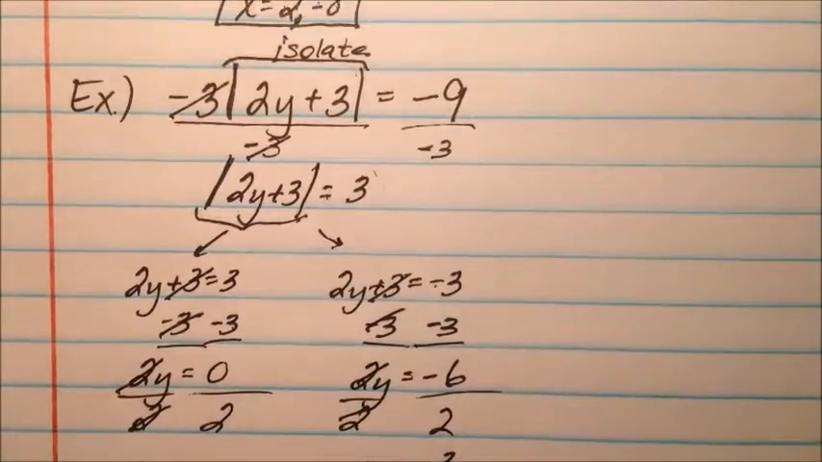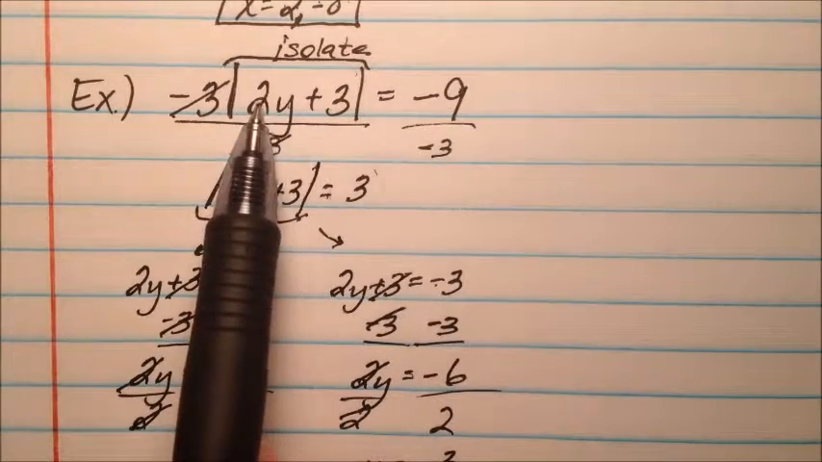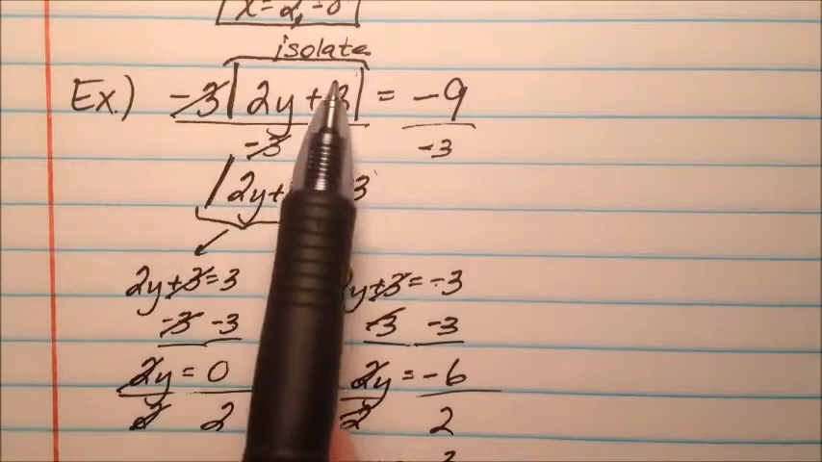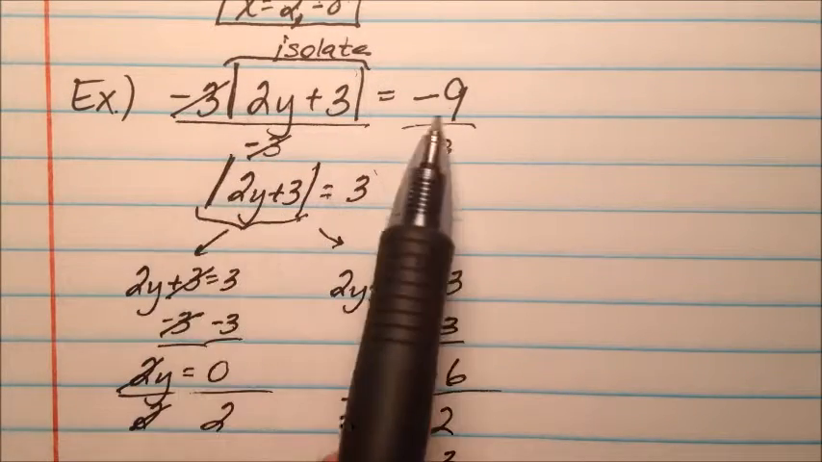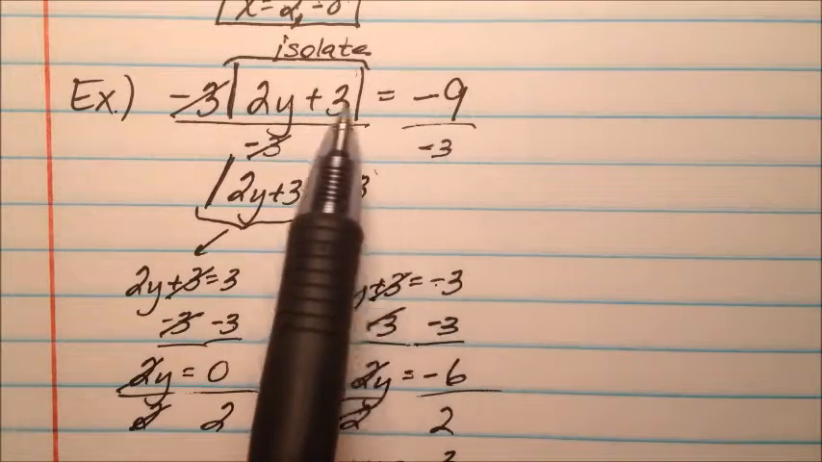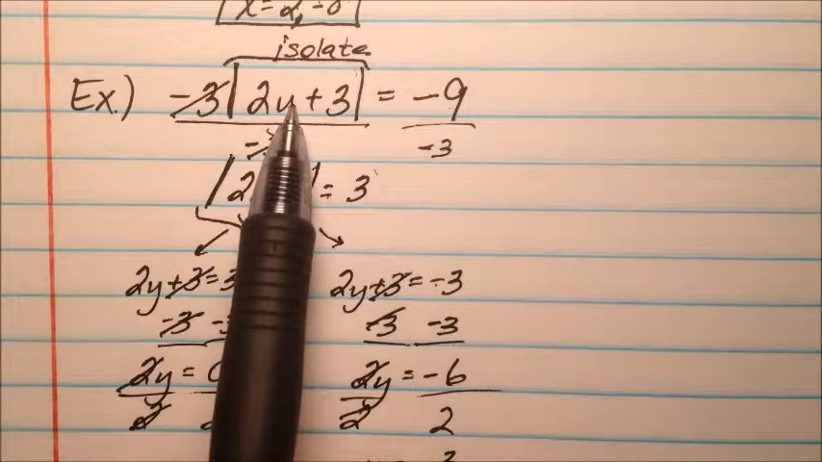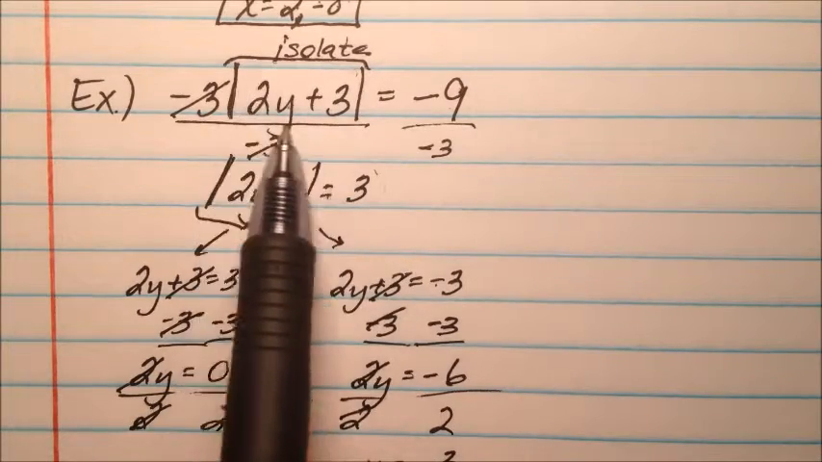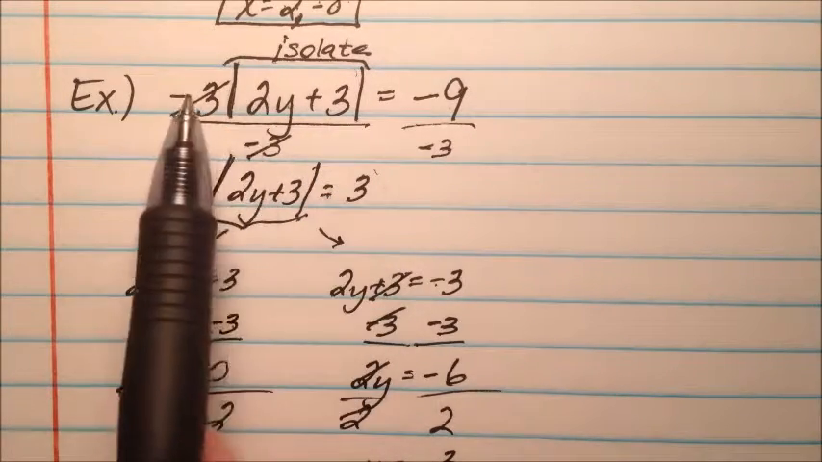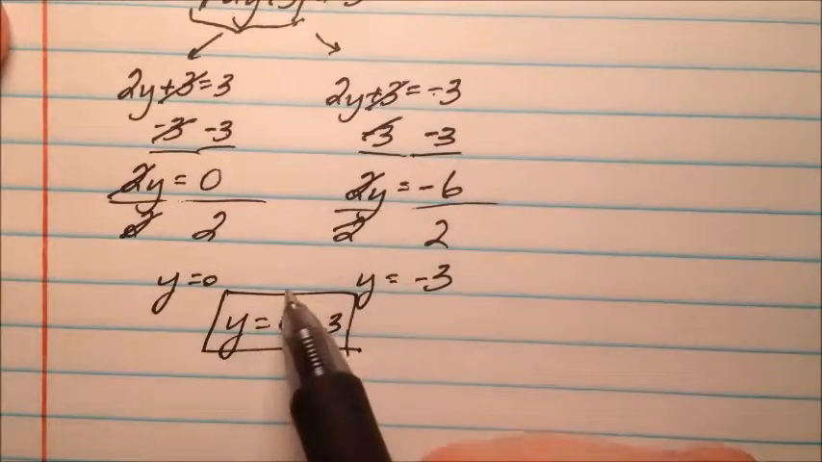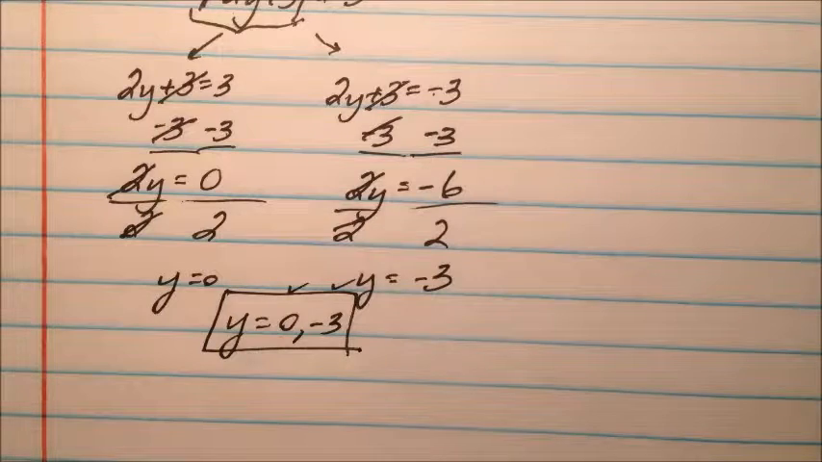So 0 and negative 3 were our values. So 0, 2 times 0 is 0. 0 plus 3 is 3. Absolute value of 3 is 3, times negative 3 is indeed negative 9. So that worked okay. Our other solution was negative 3. So 2 times negative 3 is negative 6, plus 3 is negative 3. But then the absolute value of negative 3 is a positive 3, times negative 3 is indeed our negative 9 also. So it looks like both of these solutions worked out. So the solution is y equals 0 and negative 3.